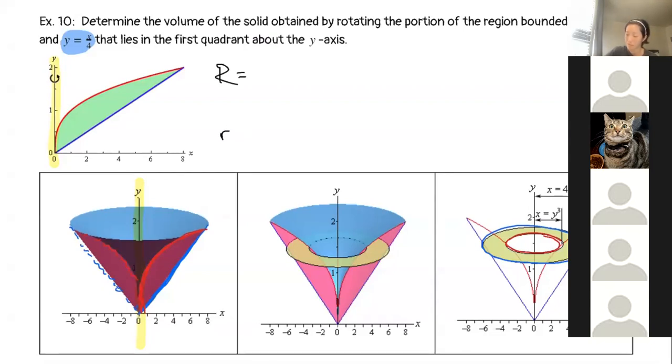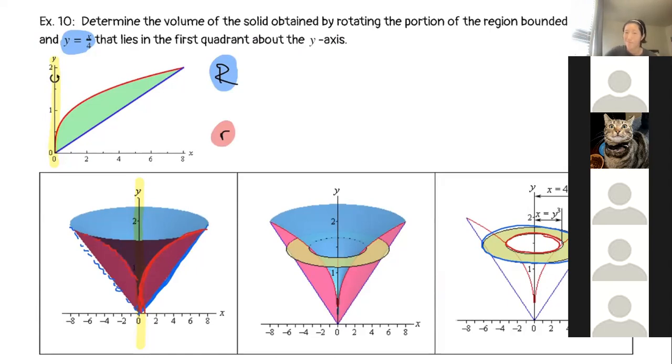So is the big radius going to correspond to the blue curve or the red curve? Yeah, that blue function is greater, it's further away from that axis of revolution, right? It's this one right here, which has a greater distance away. That means that the little radius must be the red function. Okay.